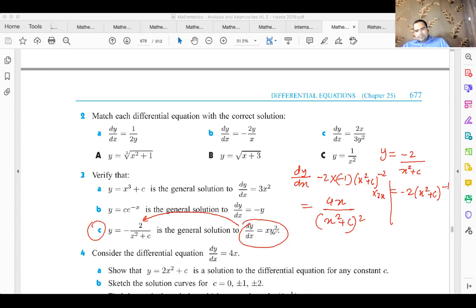Now they're saying to show that this is xy squared. So I can just remove x out here. If I remove x, it is 4 over x squared plus c the whole squared. And if I square y, you get exactly the same thing, which is 4 over x squared plus c the whole squared, hence it is nothing but xy squared. So if I solve this differential equation, my general solution will be this. This is just to verify the general solution of the differential equation.